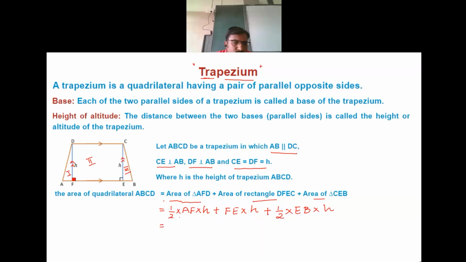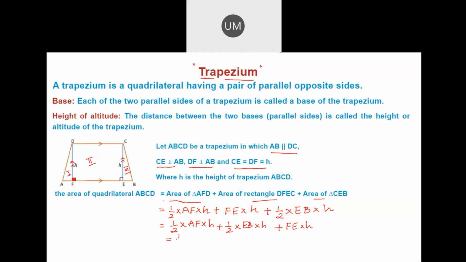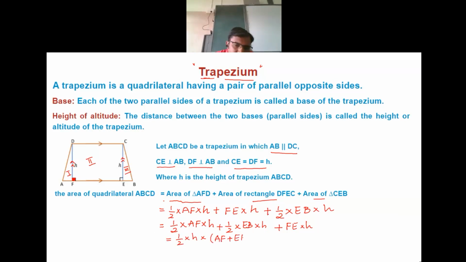So what to do? We will combine these two. Half into AF into H we will write along with half into EB into H. Plus at the end I am going to write half into FE into H. Now you take half H common. Remaining will be AF plus EB plus FE.